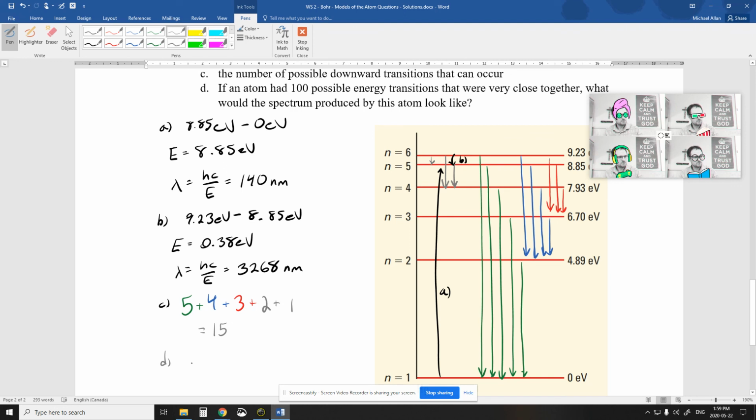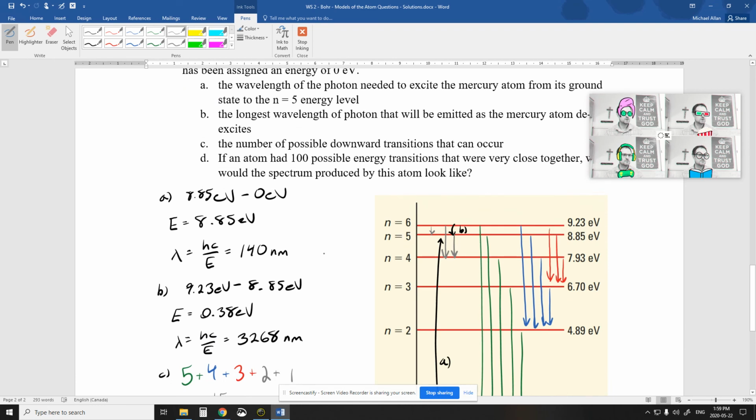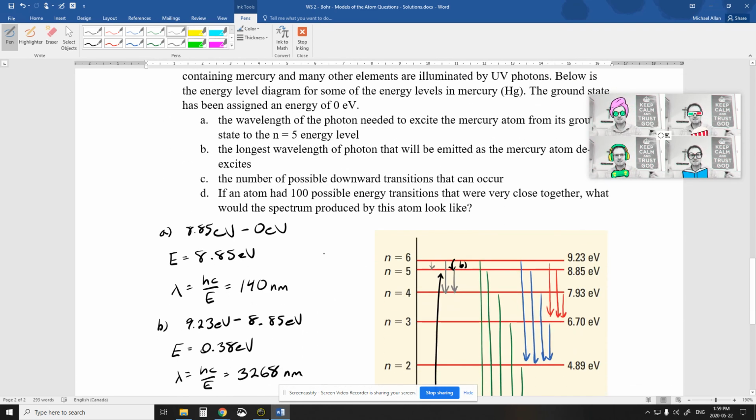So the spectrum at that energy transition will look thicker. There we go. Cool. So that's why you see in, say, a spectrum emission diagram, some of the lines look thicker than others, just because there's a whole bunch of transitions that are really close to each other.